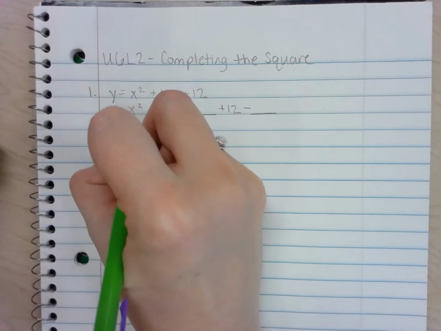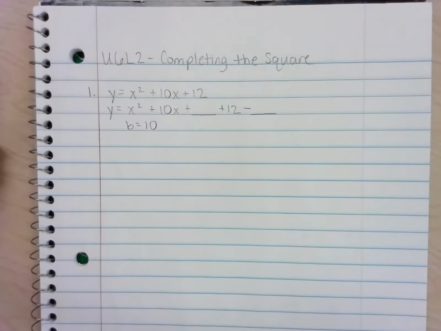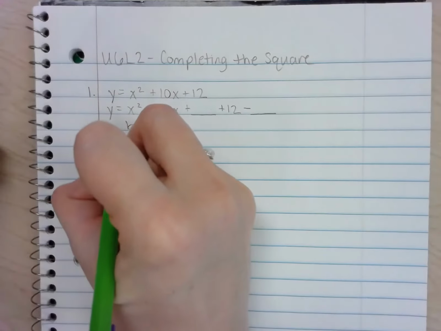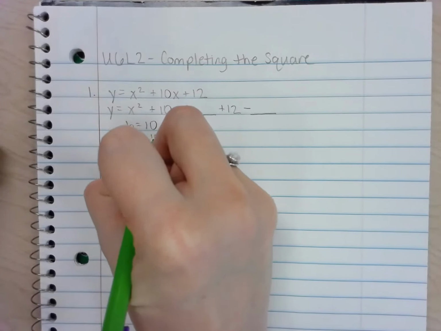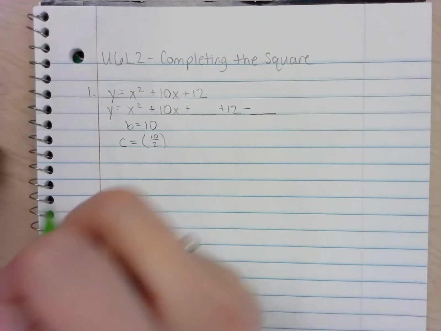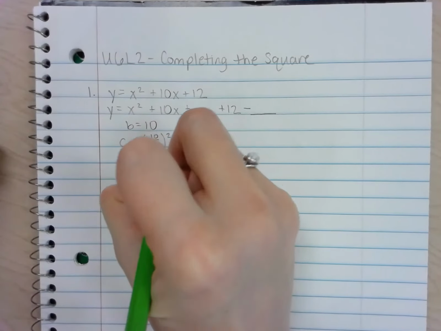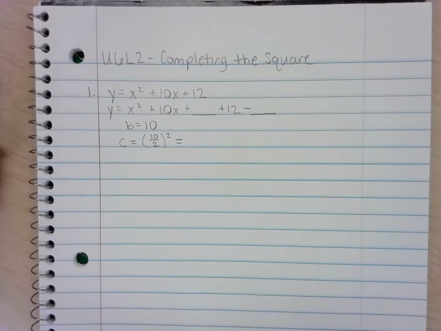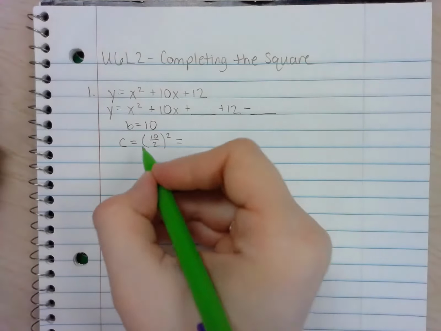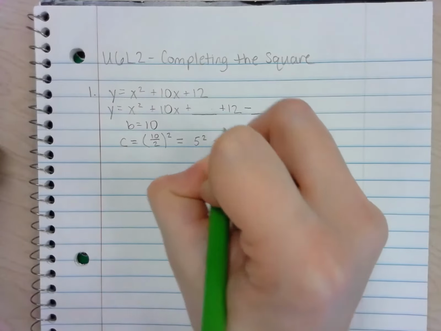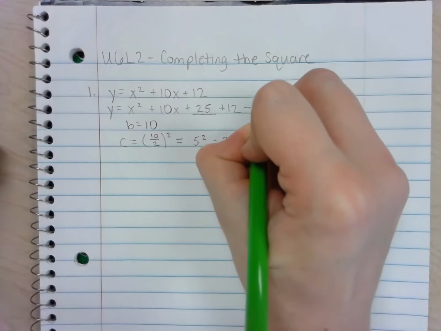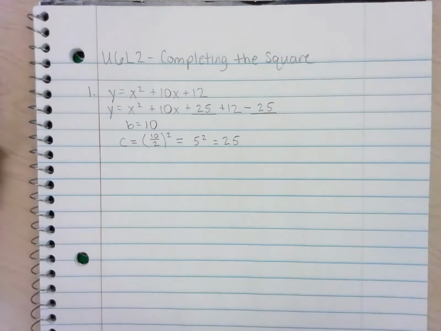So let's find that value. You'll need to know the b value, which is 10 in this problem. In order to find the c value, you take half of that b value and square it. So the c value is half of b squared. So half of 10 is 5, and 5 squared is 25. That is the value that makes this a perfect square.